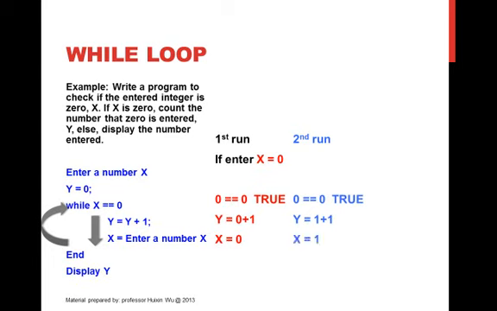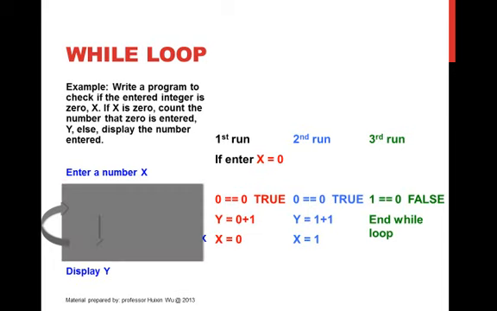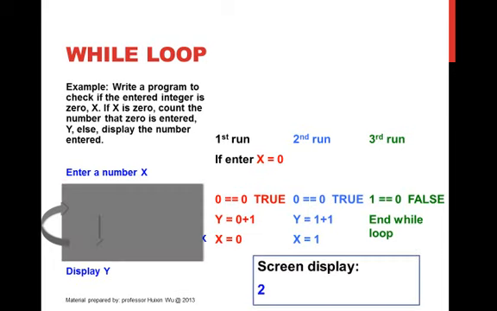After that, the program will ask to input a value for x again. If x is 1 now, when the while loop goes for a third run, it will return a false statement for the while loop. Once the statement is false, the entire while loop is skipped. The program now moves to the next line after the while loop, which is display y. The display value for y will be the latest value of y from the while loop, which is 2.